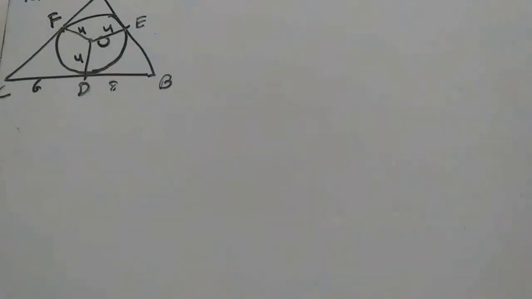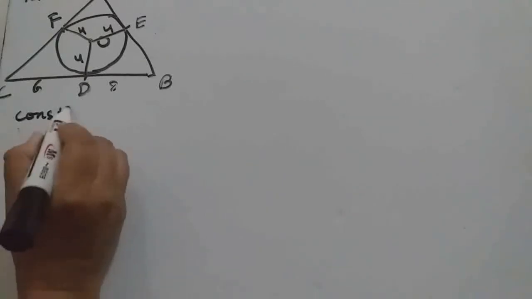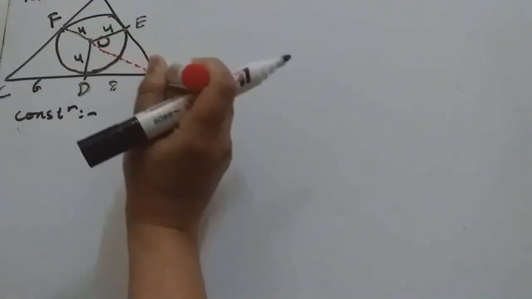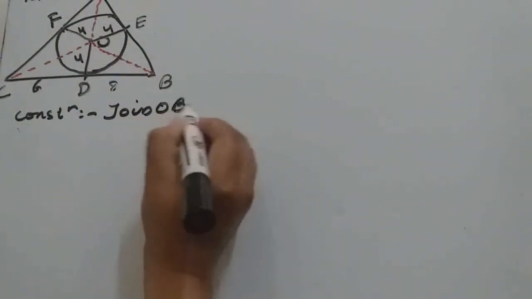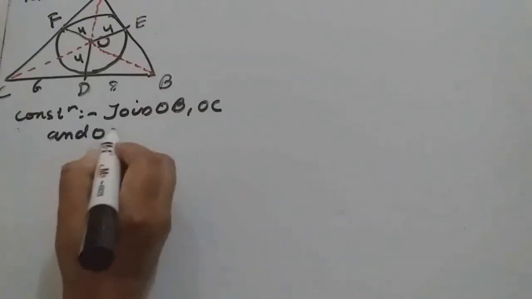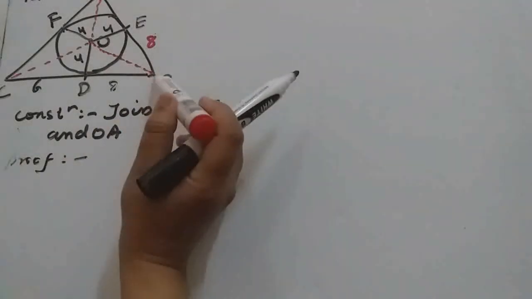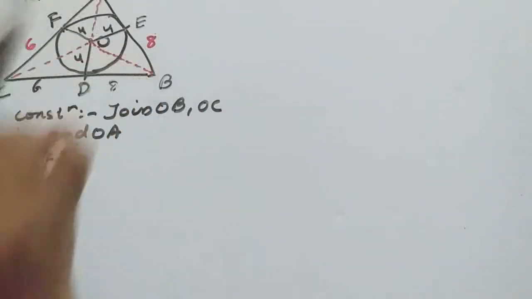So what will we do here? We will do a construction. We will join OB, OC and OA. Now in the proof, DB is 8, so BE will also be 8, because of the length of the tangent drawn from an external point. If CD is 6, CF will also be 6.